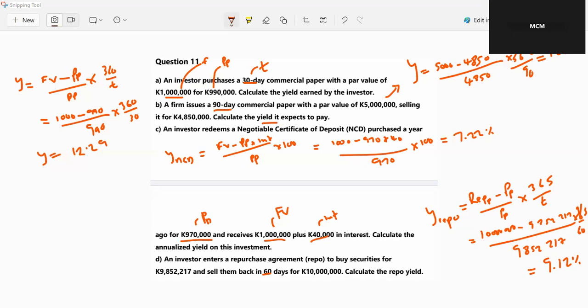Then we have the strong form efficiency, which asserts that prices reflect all public and private information. Even insiders cannot consistently earn excess returns. So strong form efficiency is unlikely due to information asymmetry, potential insider trading, and regulatory enforcement challenges. So we can conclude that whilst the Lusaka Stock Exchange may approach the weak form, semi-strong and strong forms are less visible due to market imperfections. Are we together? Is this clear? Any questions so far?